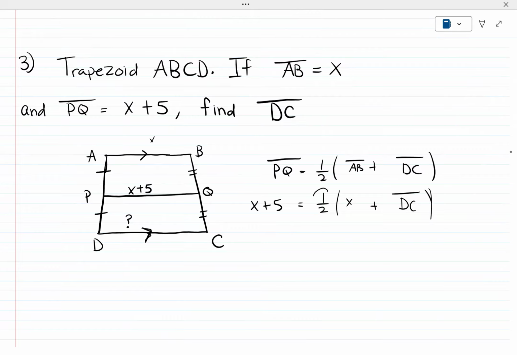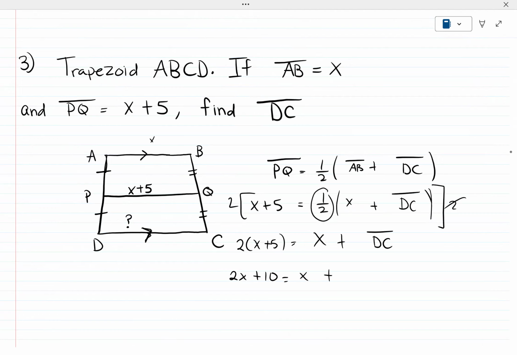So first, I'm going to get rid of this 1/2 by multiplying both sides by 2. So it's 2 times x plus 5. Here, 2 times 1/2 cancels, so you're left with x plus line segment DC. Then we distribute, so it's going to be 2x plus 10. To solve for DC, you're going to subtract x. 2x minus x is x, plus 10 equals the line segment DC.